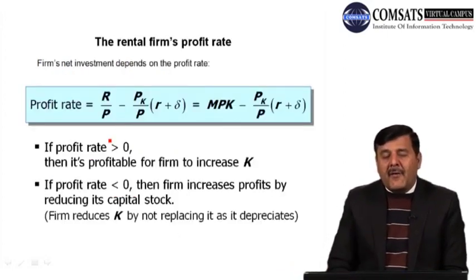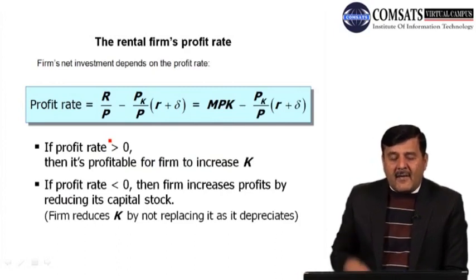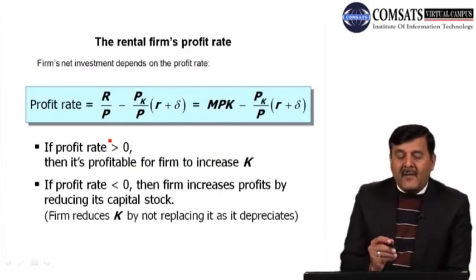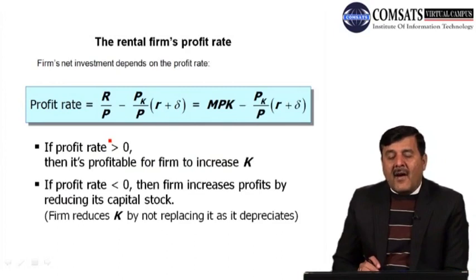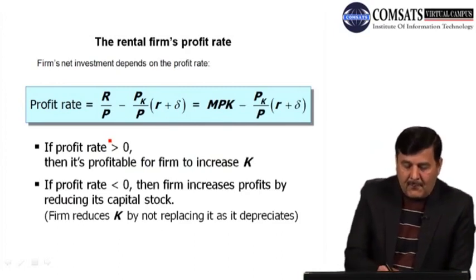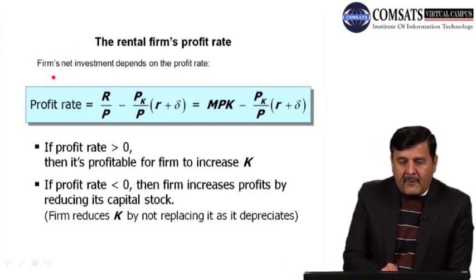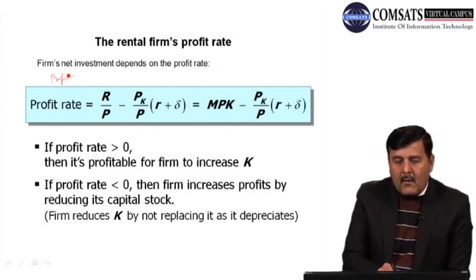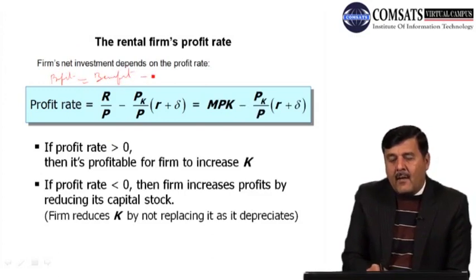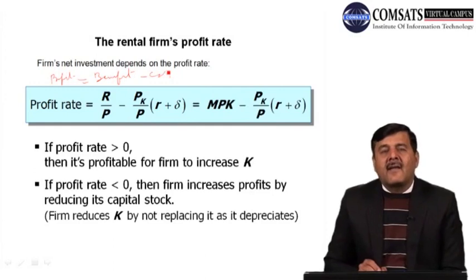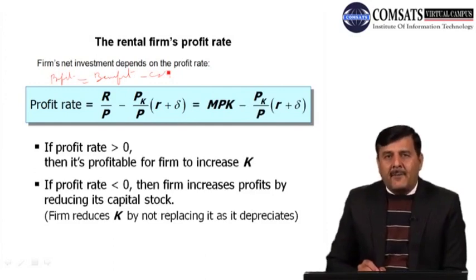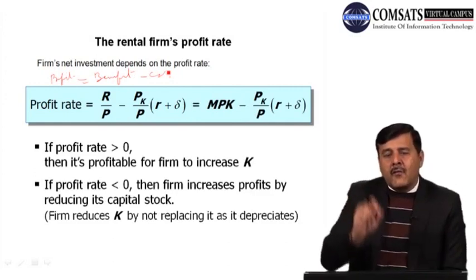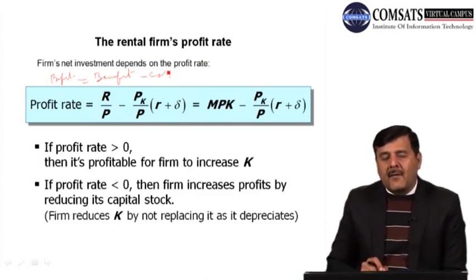So the rental firm profit will be equal to, how can we find the rental firm profit? As we know that profit is the difference between the benefits minus cost, right? So as we know that the profit is equal to benefit minus cost. Now as we said that benefit is the real rental price of capital, and what is the cost? We have just found that the real cost of capital is equal to PK over P into real interest rate plus depreciation.